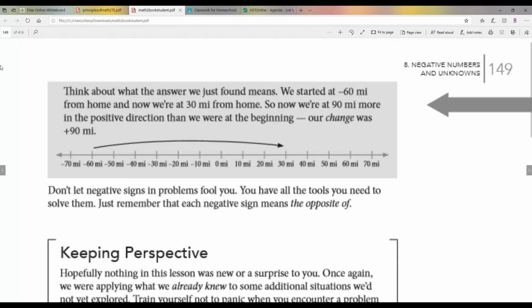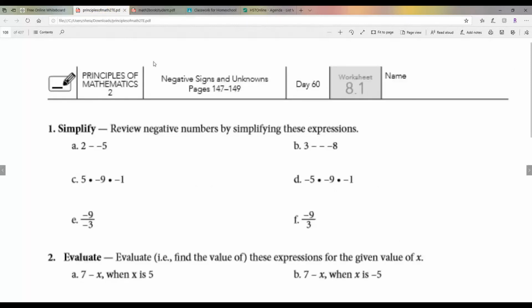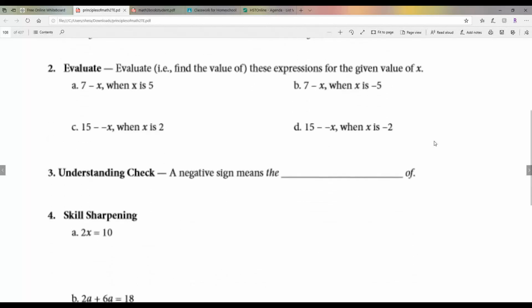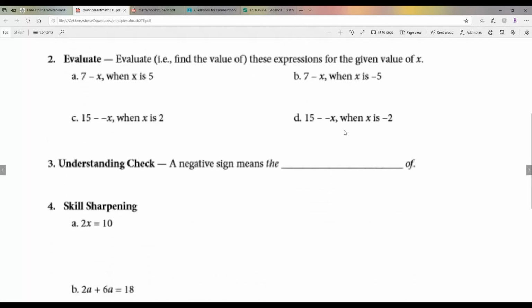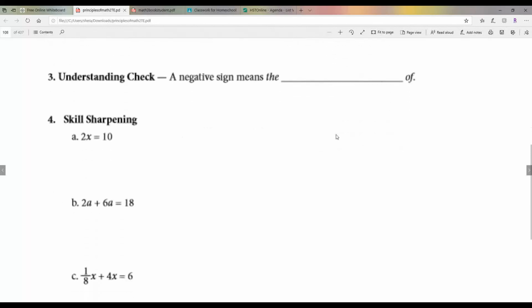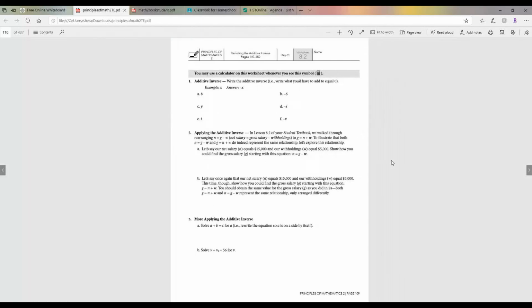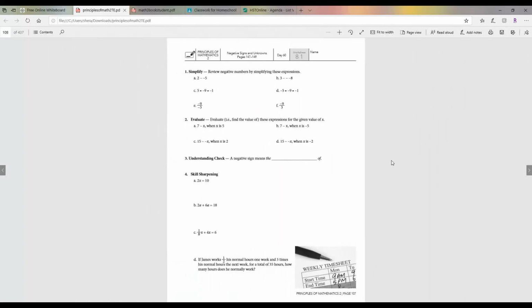All right, so let's look at our page. Worksheet 8.1, kind of a short page. Should be real easy. You're just going to review these by simplifying these expressions, what we just did. This one gives you what the variable equals so that you can fill in the number. And then you've got a little skill sharpening here. It's one page. So this ought to be really, really simple.